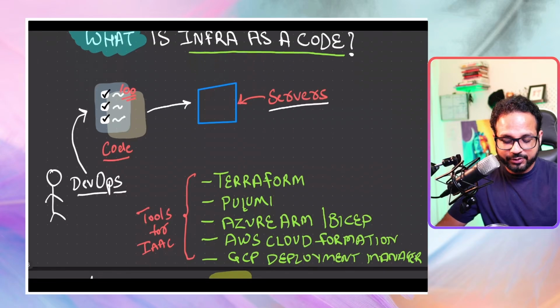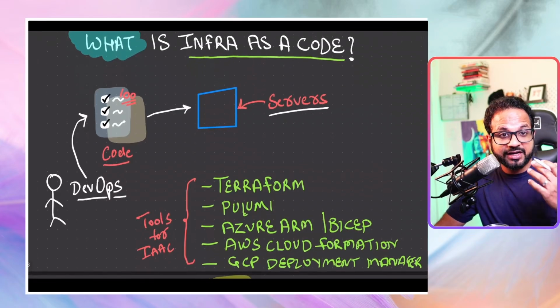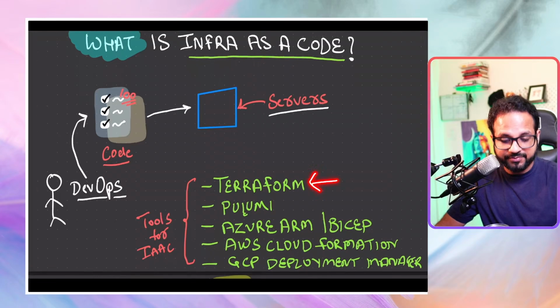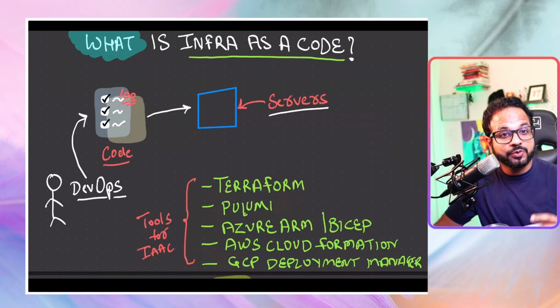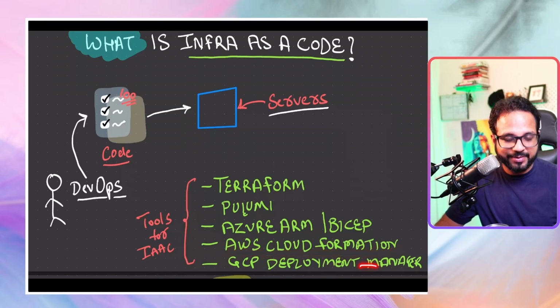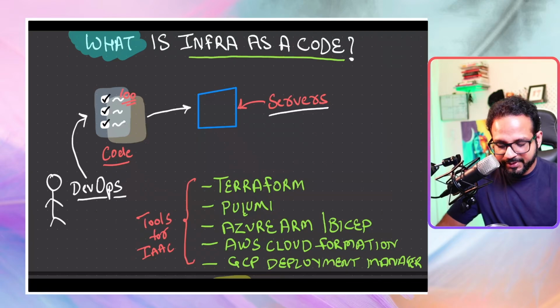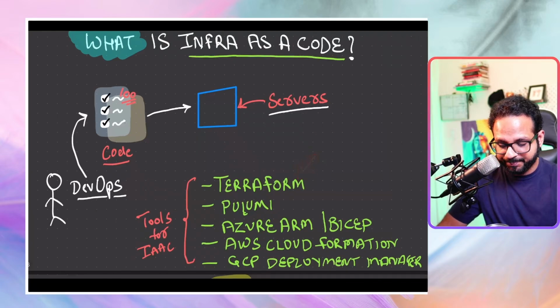Okay, and there are different tools using which you can achieve this. So there is Terraform, which we'll be doing in detail. Then there is Pulumi. Then each cloud provider has their own set of infrastructure as a code tool. For example, Azure has Azure ARM templates and Bicep. AWS has AWS CloudFormation. GCP has Deployment Manager or Infrastructure Manager, or there are other tools as well, right? So this is what we'll be looking into. We'll be looking into Terraform, okay?